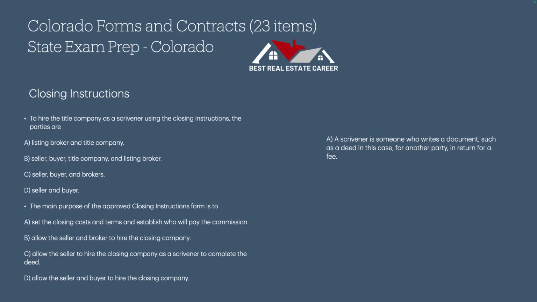The main purpose of the approved closing instructions form is to what? And we just talked about it: it is to allow the seller and the buyer to hire the closing company, right? It's D. The second use of this form is for the listing broker to hire the closing company as a scrivener, like we just talked about, responsible for completing the legal documentation, right? So that's all what we're doing. We're hiring them. That's the second thing. We hire them to do all the documentation, and the parties to this form are buyer, seller, closing company.